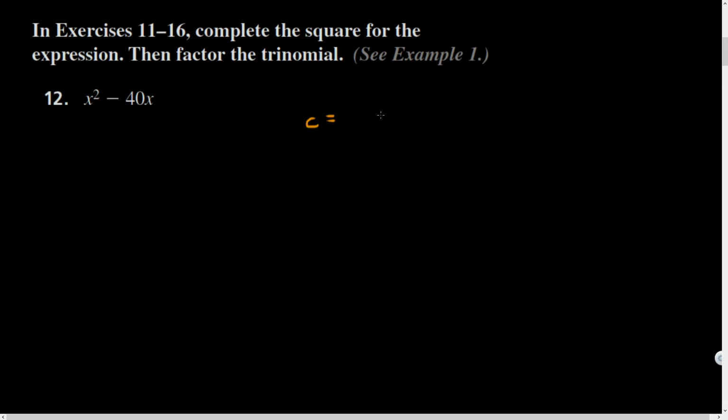So let's see, new c term here: negative 40 divided by 2, all squared, is negative 20 all squared, which is 400. I think it's 400, which I'm a little bit worried about, having to factor 400. Yikes! It's going to have a lot of combos here. So I'm looking for the factors of 400 that add to be 40.